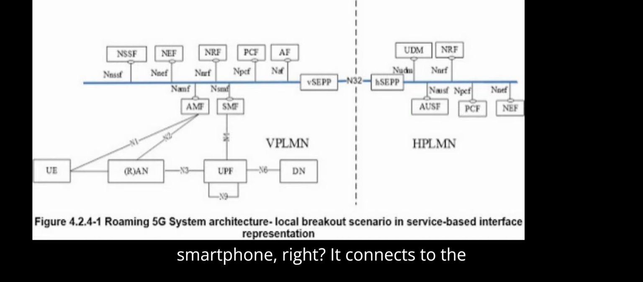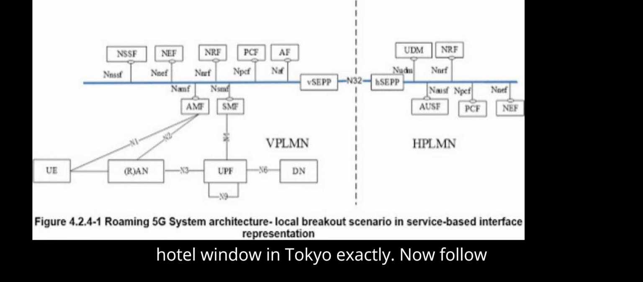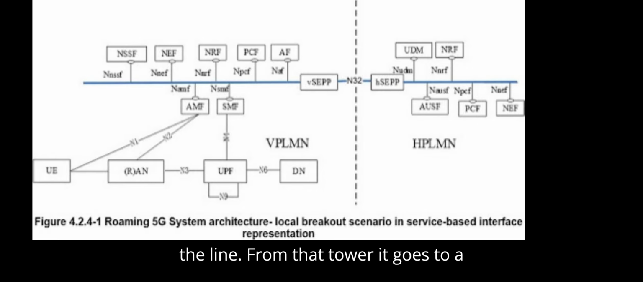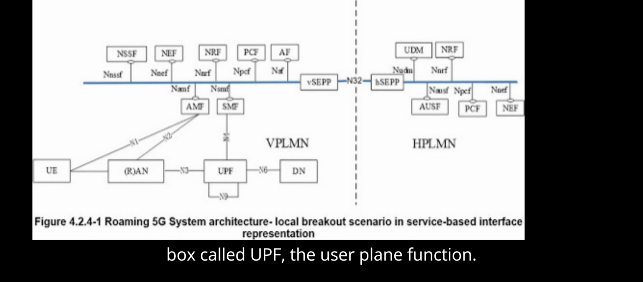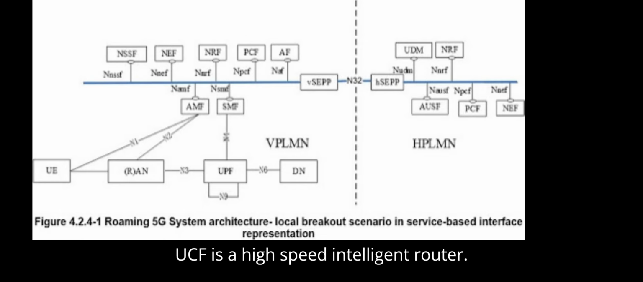Right. It connects to the RAN, the radio access network. Which is just the cell tower I can see out my hotel window in Tokyo. Exactly. Now follow the line. From that tower, it goes to a box called UPF, the user plane function. UPF, what is that exactly? Think of the UPF as a high-speed, intelligent router.